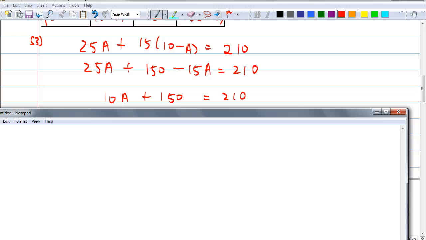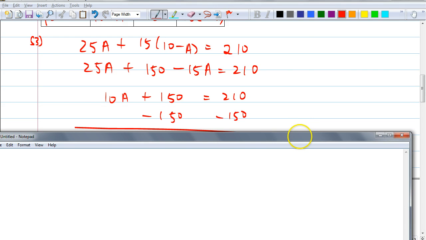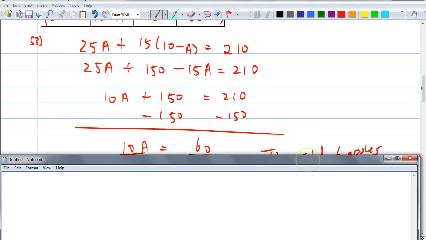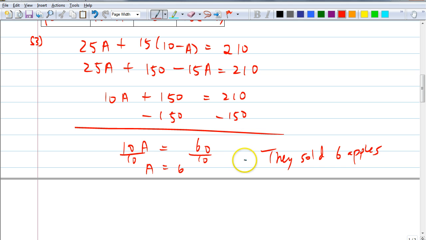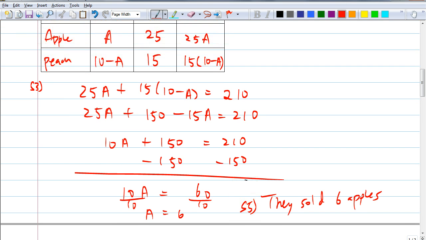Subtract 150 from both sides. Did you all get 10a equals 60? How many of you got 6? How many people wrote it down as a sentence? Because here's step 5. Oh, you didn't? Okay, remember step 5 is to write as a sentence and check to see if it works.